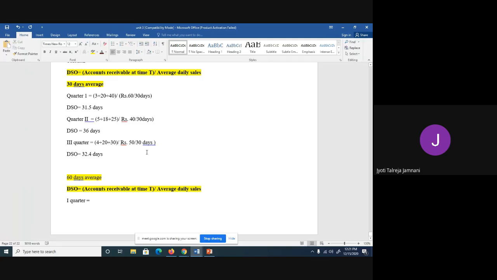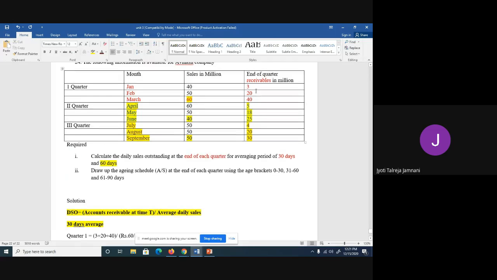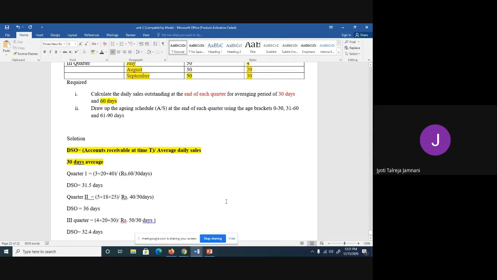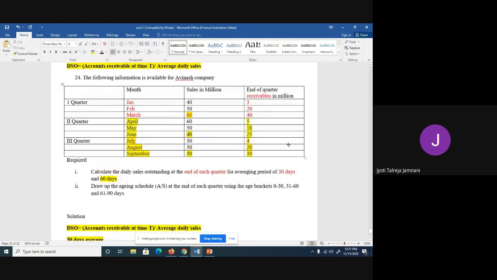for the first quarter, the receivables were 3 plus 20 plus 40. So the same would apply. Divided by average daily sales. Now it is 60 days average, so I will not take only 1 month, but I will take 2 months. So now I will take 60 and 50 both. So why I am taking this 50? Because now we have 60 days average.